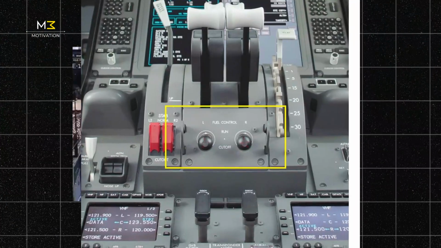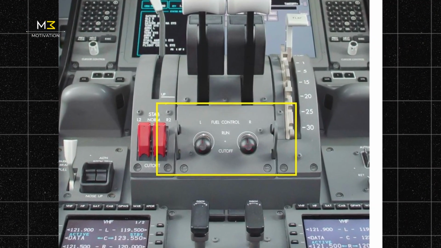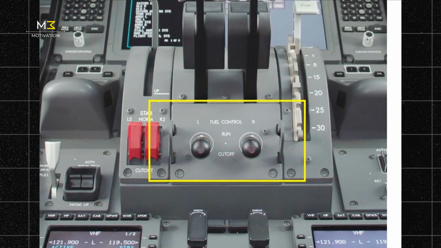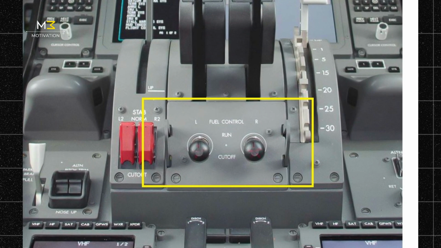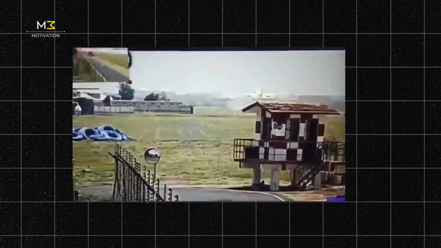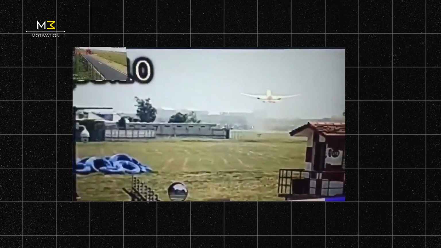Now here's the scary part. These switches are not easy to move accidentally. They have to be pulled up first before they can be turned. They're spaced apart, and they're protected by small guards to prevent mistakes. In short, it takes a clear and deliberate action to flip them. Yet in this case, both were flipped off within 1 second. That's not just rare, it's almost unheard of.